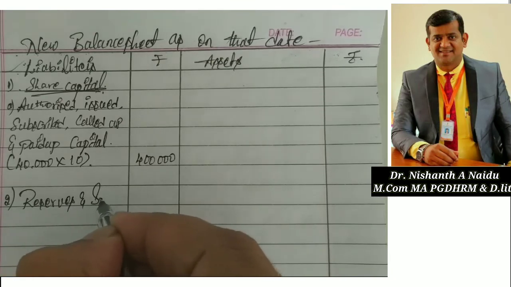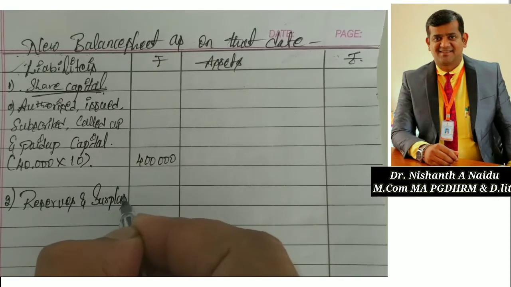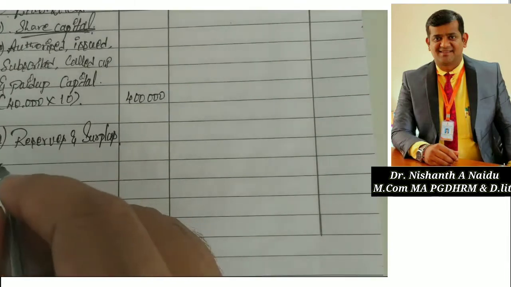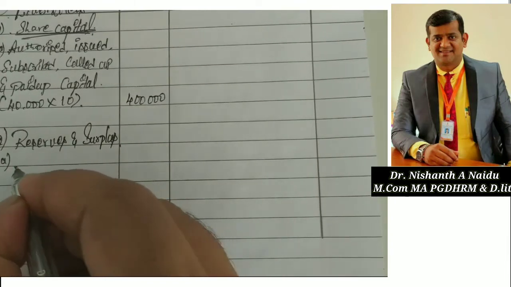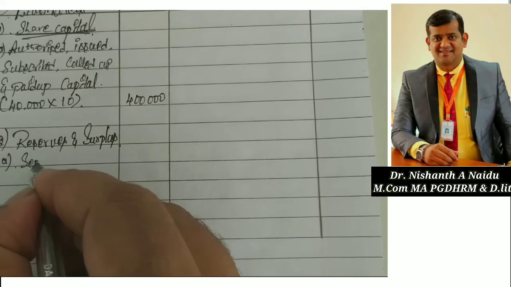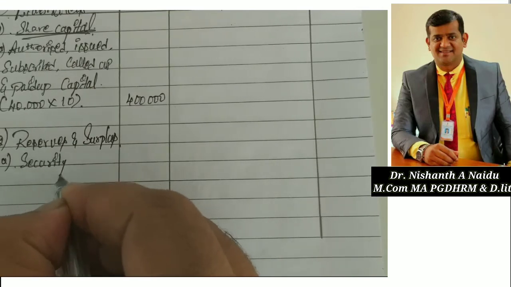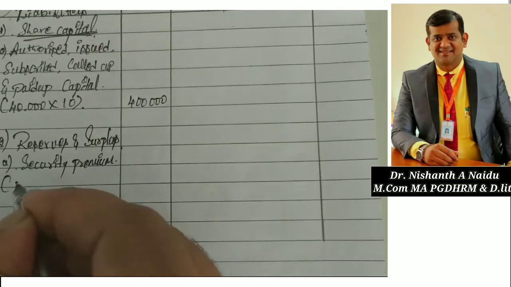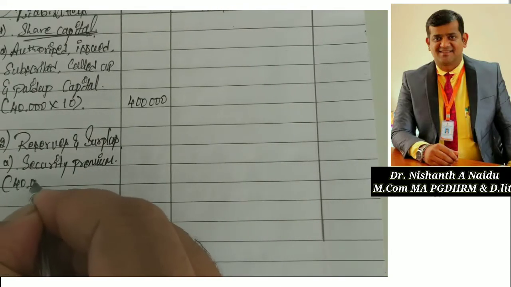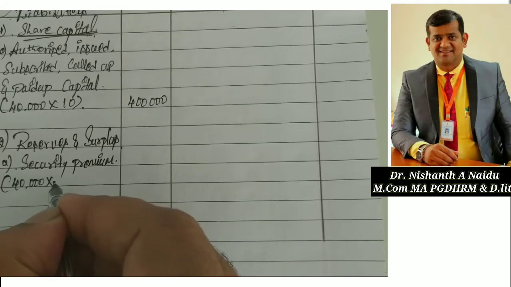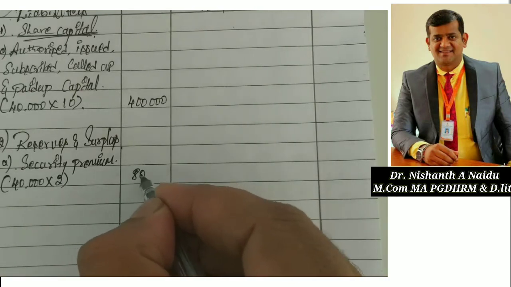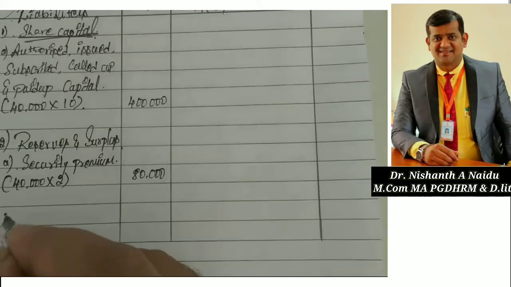Okay. So next, second main head, reserves and surplus. So now look at the reserves and surplus part. Under that, number 1 is securities premium. How much securities premium is it? 40,000 into premium money 2 rupees. Correct? 40,000 into 2. So how much premium money? 80,000.